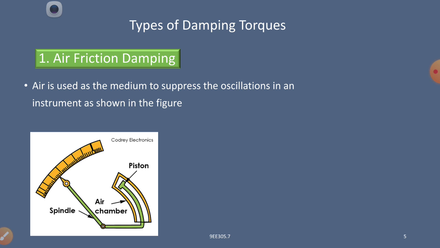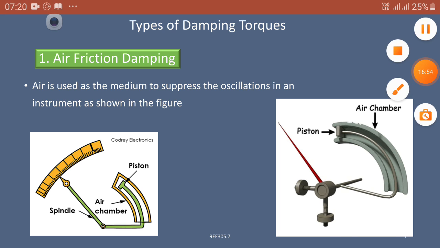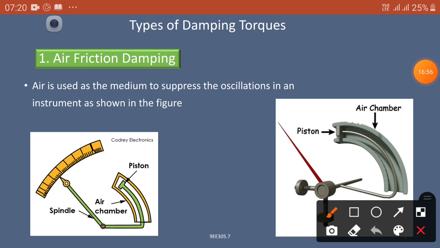Okay, this is the basic idea. Now we can see the physical air friction damping used in our instruments. Here you can see this is an aluminum air chamber. Inside there is a piston. Here is the piston head, and it is connected to our spindle. These are the gravity control, you know, the gravity controlling torque. This is a spindle.